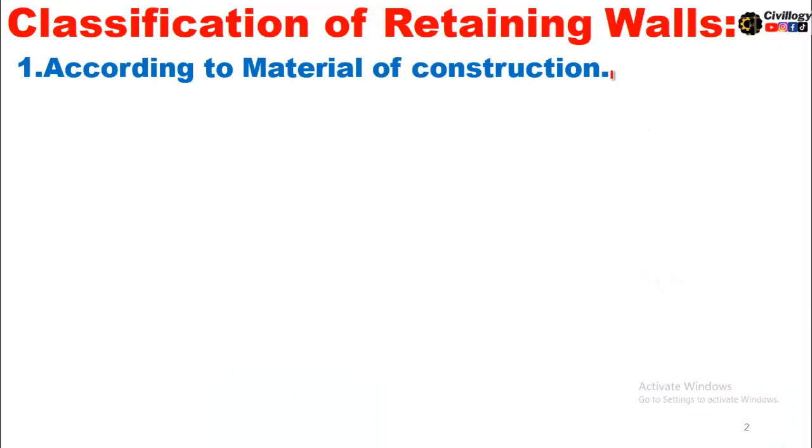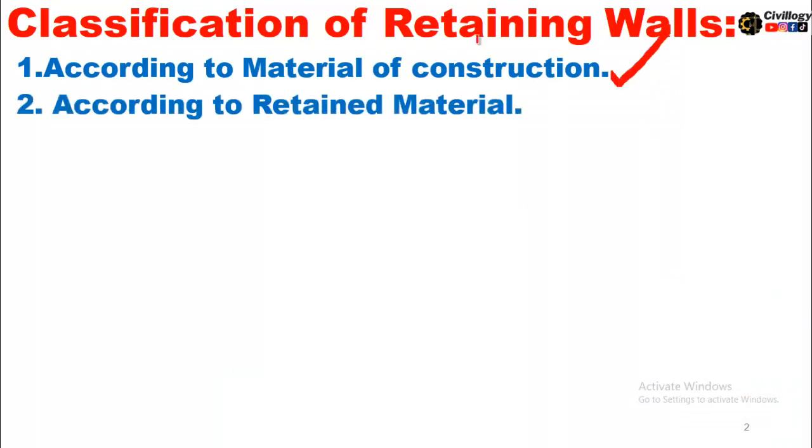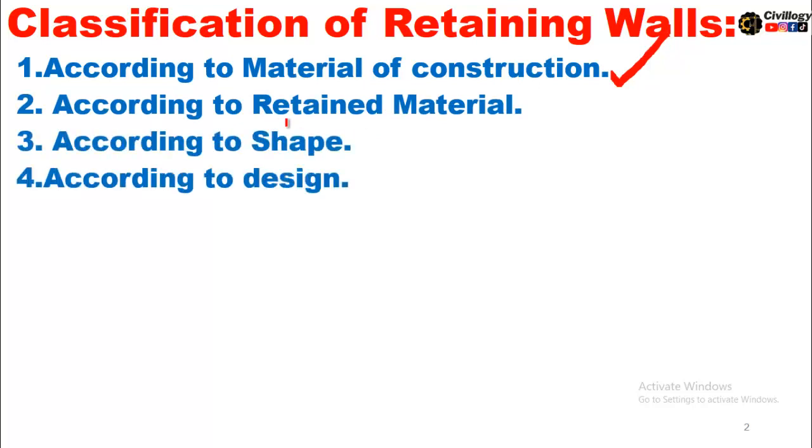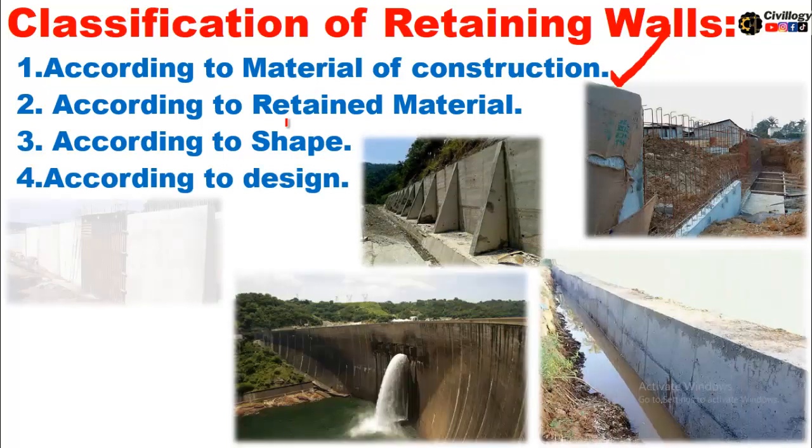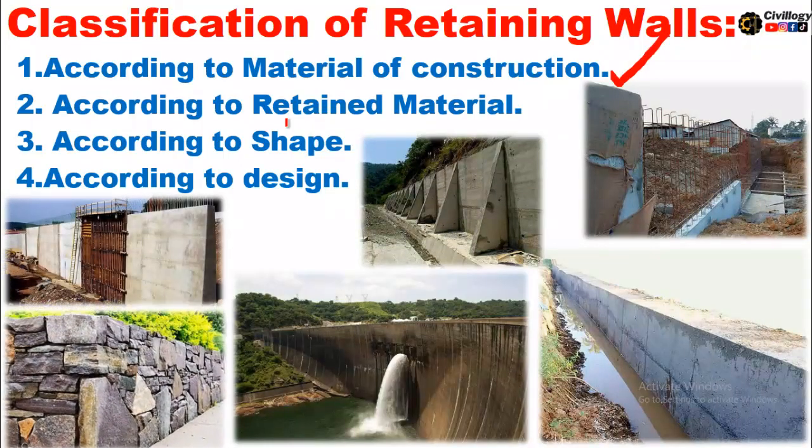First one is according to material of construction. Second one is according to retained material. Third one is according to shape, and fourth one is according to design. Here are a few pictures to illustrate different types of retaining walls, which could be of PCC, stone masonry, or brick masonry, or then there are different types in stone masonry, rubble masonry, ashlar masonry, etc. As you can see over here, this is also made up of concrete, this is also made up of concrete, and these four types will be discussed in detail.